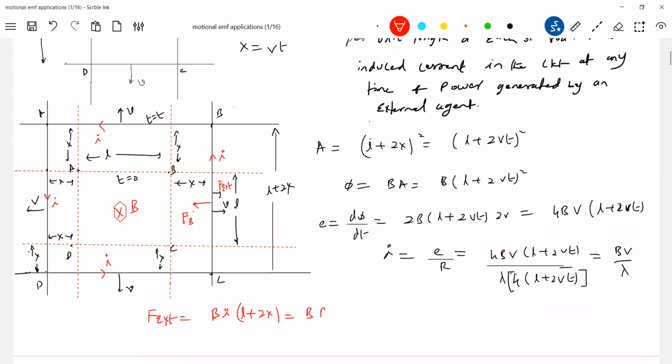What is I? BV by lambda into (L plus 2VT). Then what is the power? Power generated by the external agent should be equal to 4 times F external into V, because 4 rods it should pull, no?